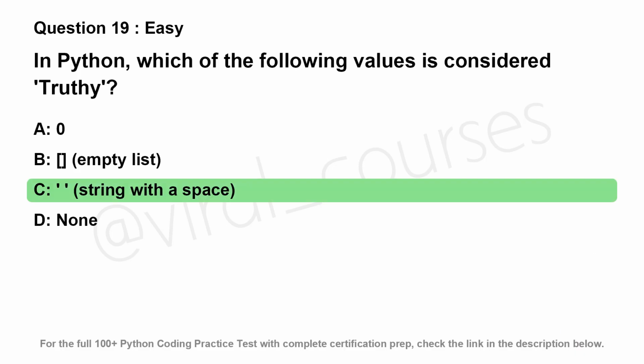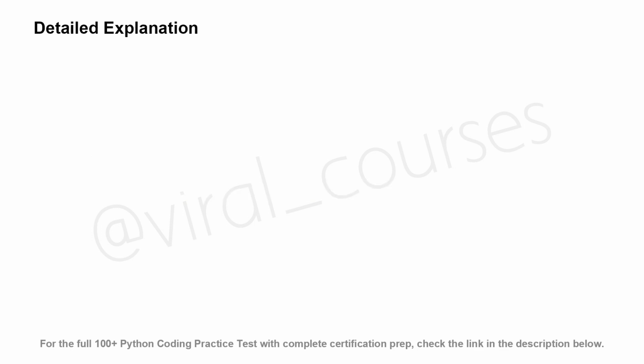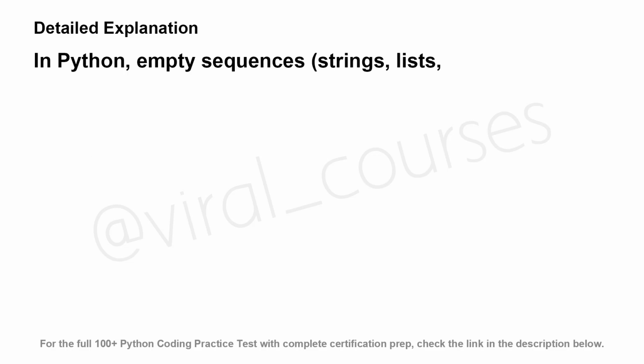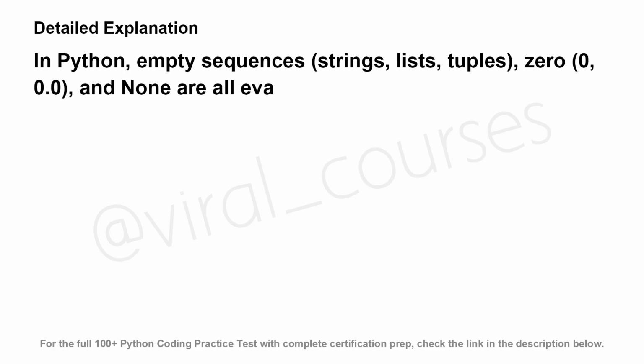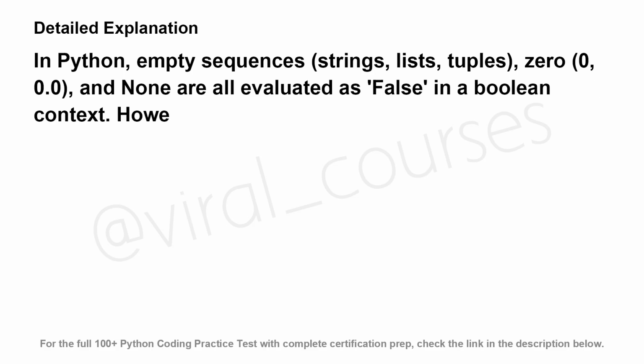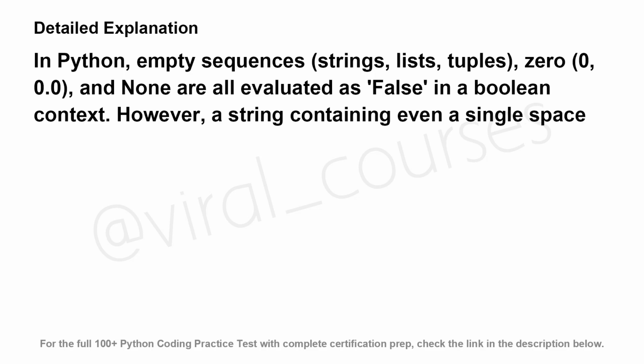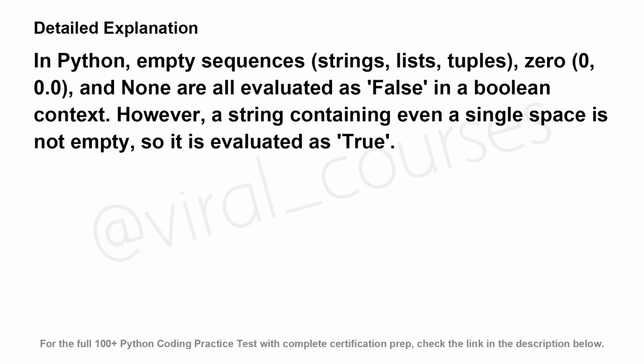The correct answer is C. In Python, empty sequences like strings, lists, and tuples, 0, 0.0, and None are all evaluated as false in a Boolean context. However, a string containing even a single space is not empty, so it is evaluated as true.